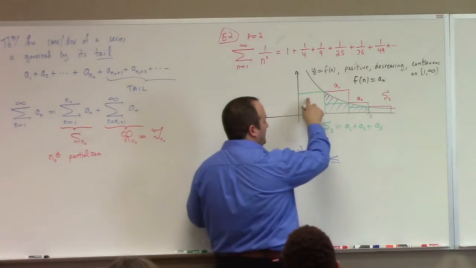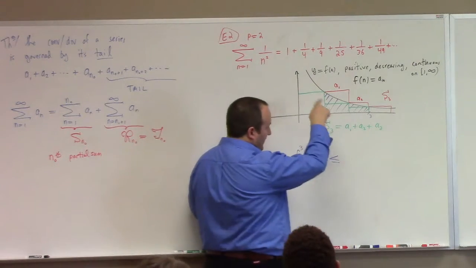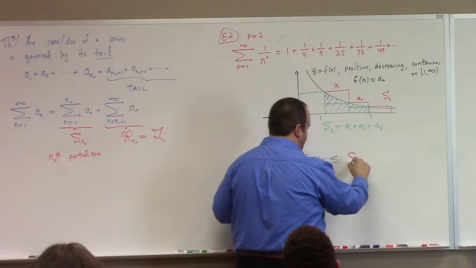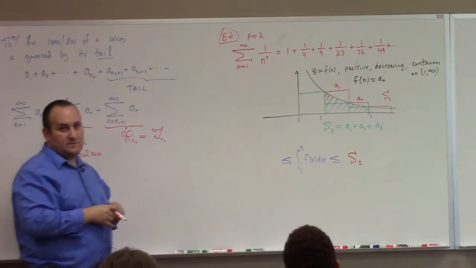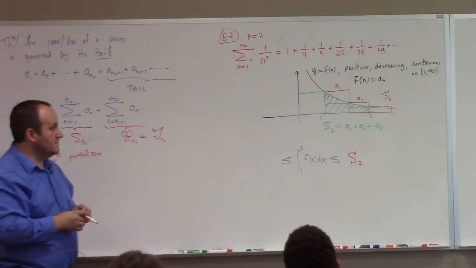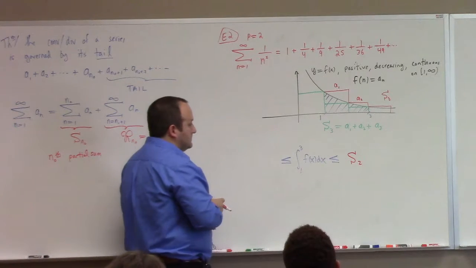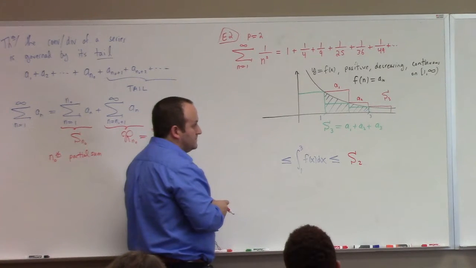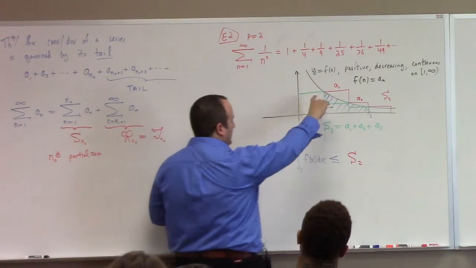The green boxes are also A1, but they're not the same one. This one's A1. So I would point out that it's less than S2. Did you guys see that? Because A1 plus A2 is S2. What's it greater than? Wouldn't it be greater than the S2 under the curve? I don't know. That's shifted over here.